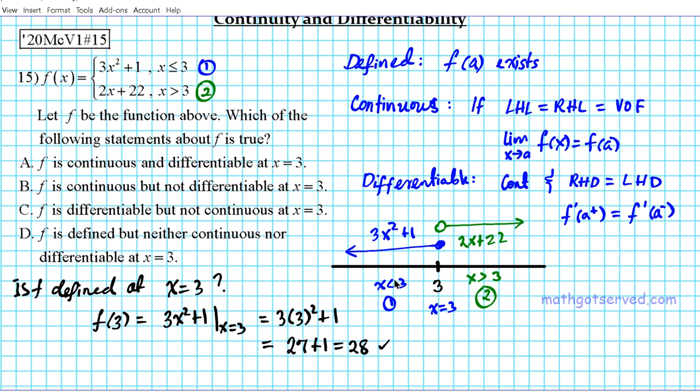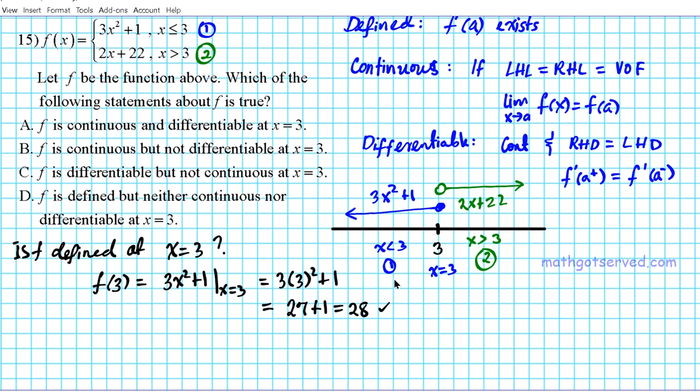Is the function continuous? All we have to do is find the left-hand limit and the right-hand limit, and see if they're both equal to this value right here. So the next question is: is f of x continuous at x equals 3? Let me just rewrite what we're trying to show here. We're asking the question, is the left-hand limit equal to the right-hand limit equal to the value of the function, which is 28? That's the question that we're asking here. So let's go ahead and do that.